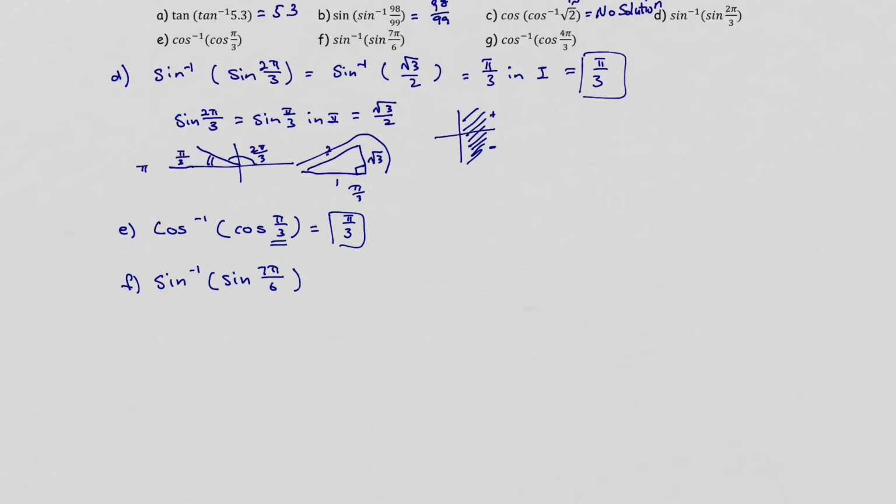When we look at problem F, this time we're looking at sine inverse times sine 7 pi over 6. The domain of the sine was negative pi over 2 and pi over 2, this is way over, right? What do we do in this case? Well, use the reference angle, right? So let's see if we can find the reference angle of 7 pi over 6.